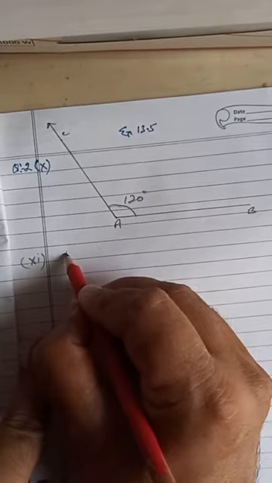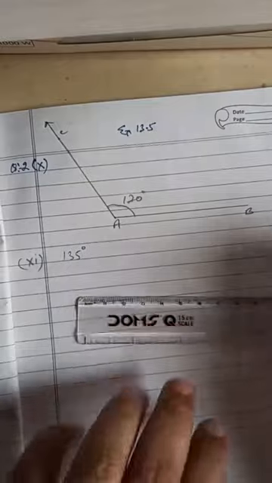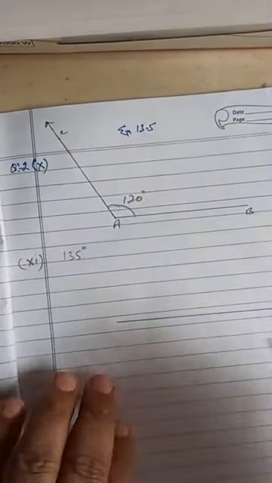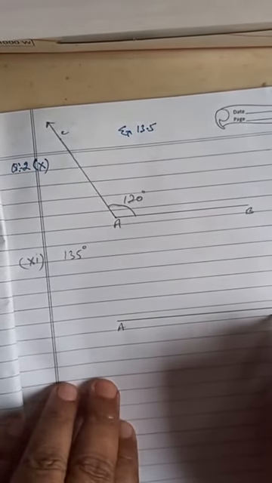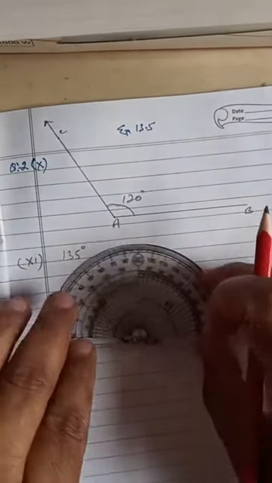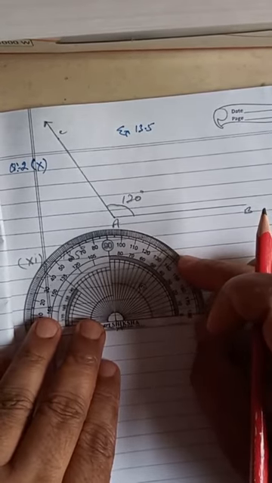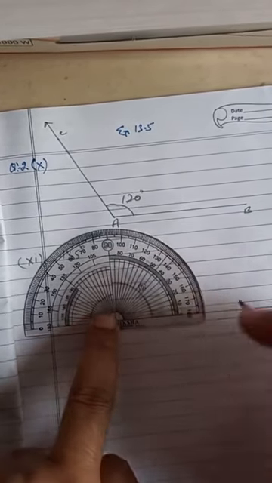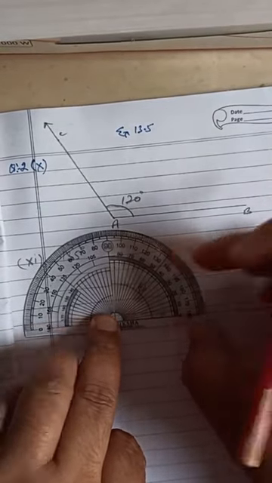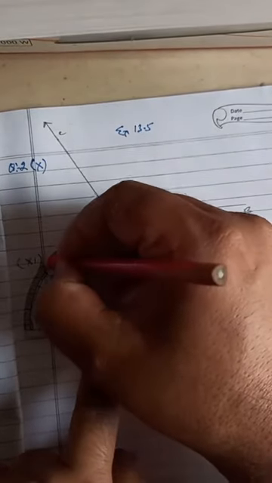In 11th part we have to make angle of 135 degree with the help of D. So again you will draw a line segment AB of any length. Keep your D at the starting point and make sure this horizontal line coincides with the line segment AB. Now, angle of 135 is this.